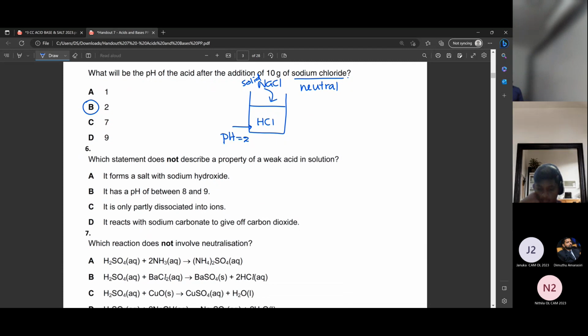Which statement does not describe a property of a weak acid solution? We need to read carefully. It forms a salt with sodium hydroxide, fine, a basic reaction, a salt. It has a pH between 8 and 9. Is that the answer? Yes, because that is not described. A weak acid has a pH of 3 to 5. It is only partly dissociated into ions. It reacts with sodium carbonate to give off carbon dioxide, all right.